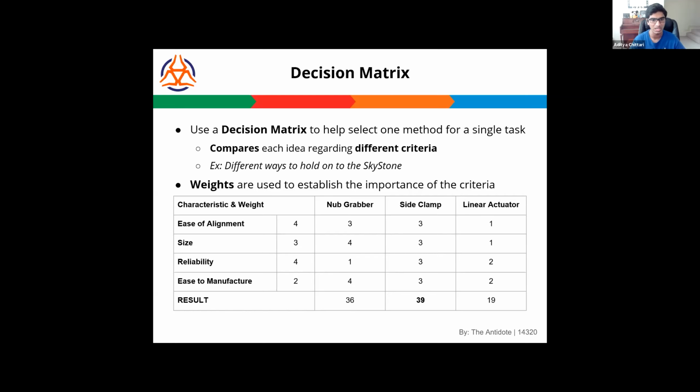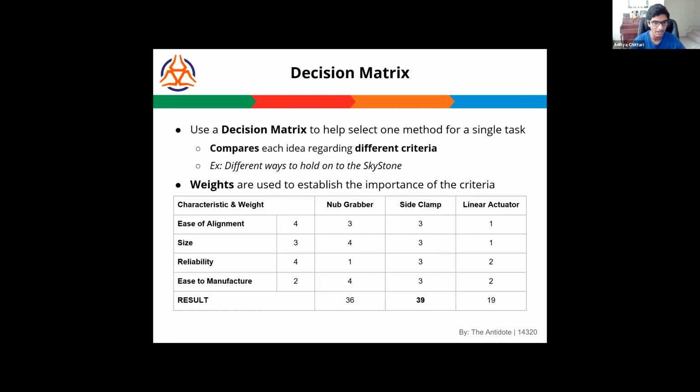And so what this table does is that it compares each mechanism in regards to specific criteria that you define. And specific weights are used to establish the importance of the criteria. So in the table we've got there down in the bottom, these were just a few different mechanisms, 3 different mechanisms that we had in order to grip onto the stone.